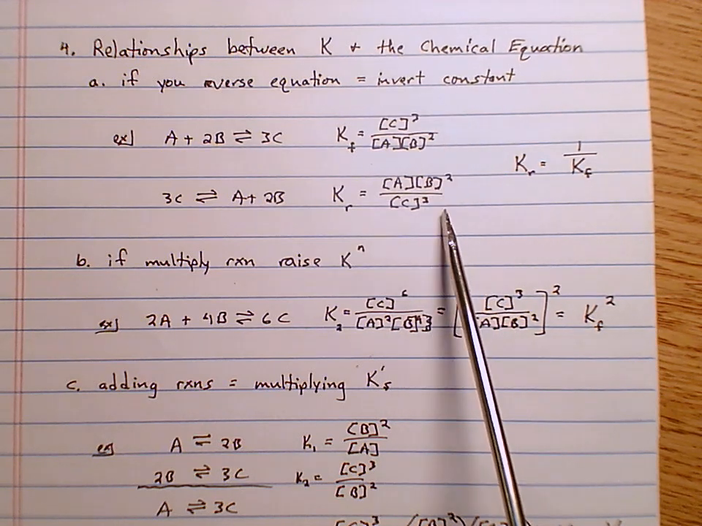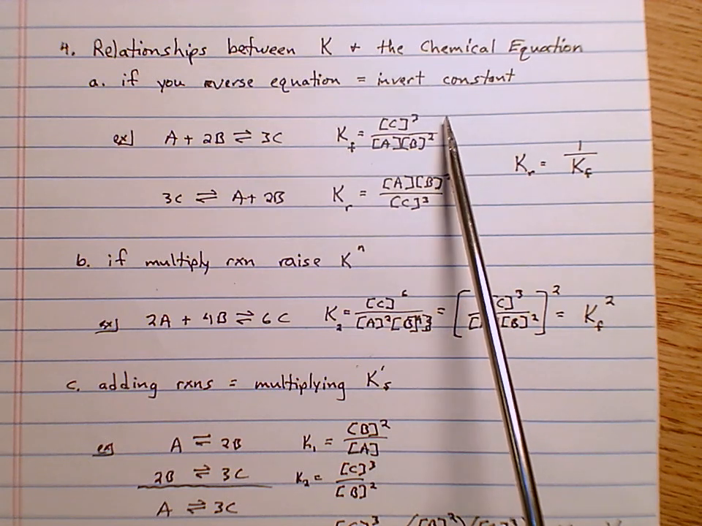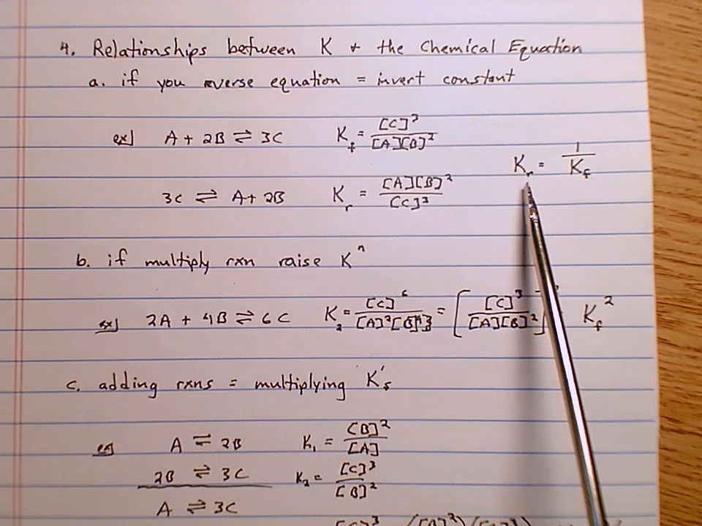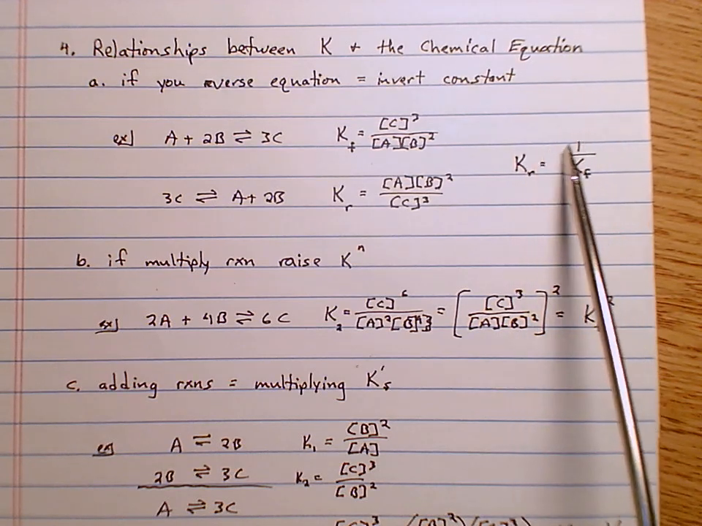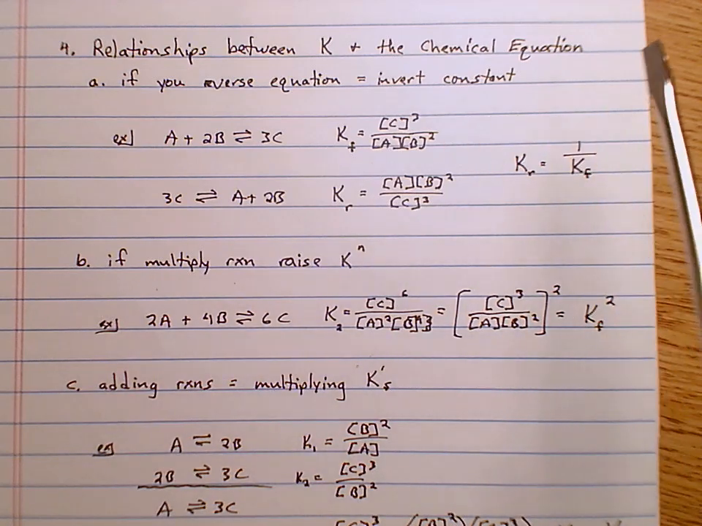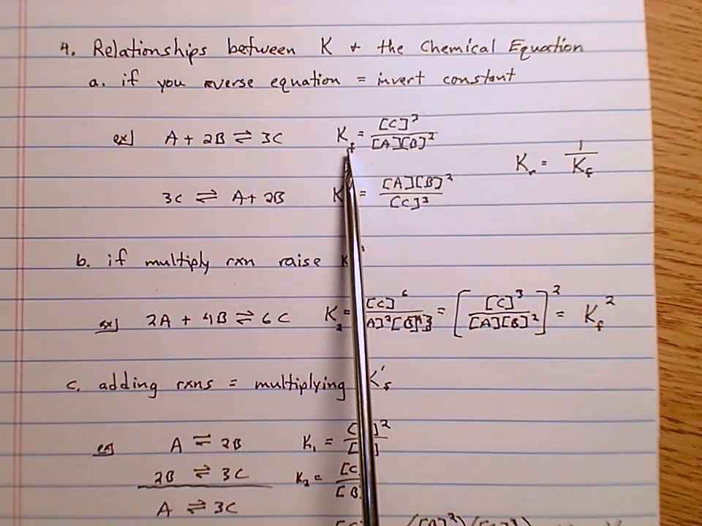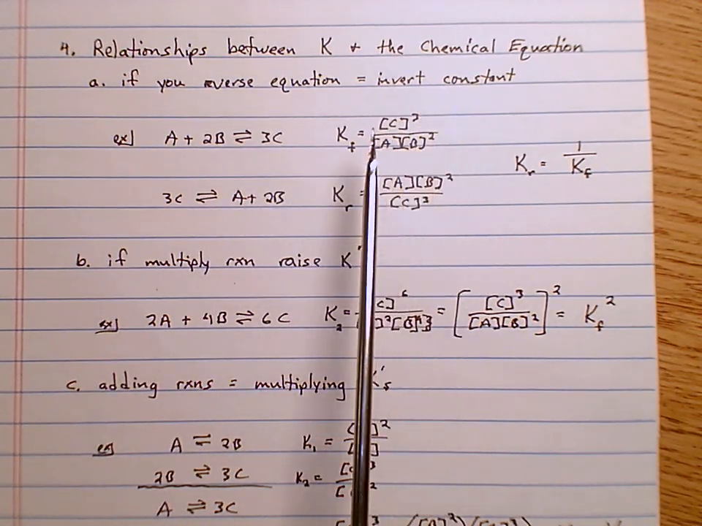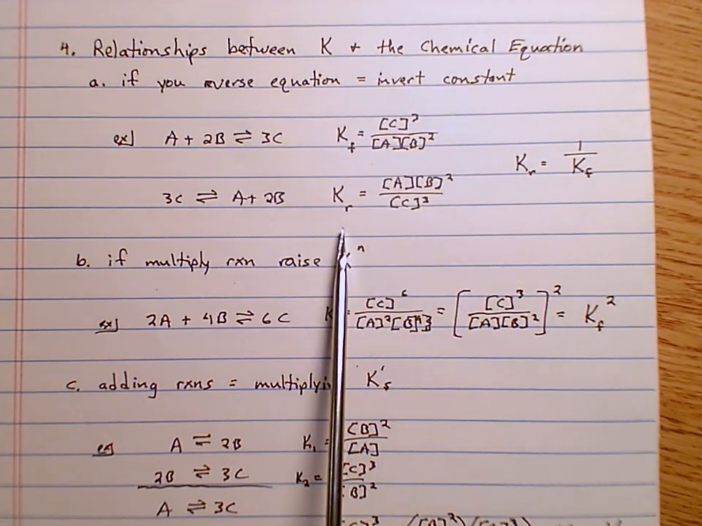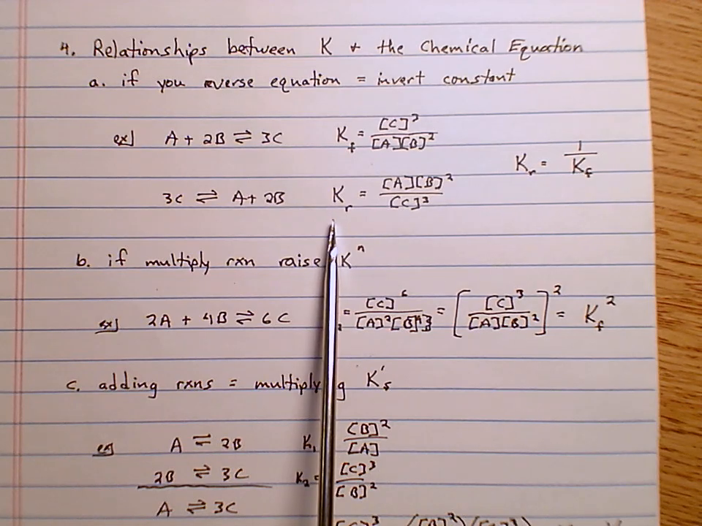And you can see when we compare the forward and the reverse equilibrium constants, they are just the inverse of each other. So the reverse equilibrium constant equals 1 divided by the forward equilibrium constant, which means if your forward equilibrium constant was, say, 1,000, the reverse equilibrium constant would be 1 divided by 1,000.